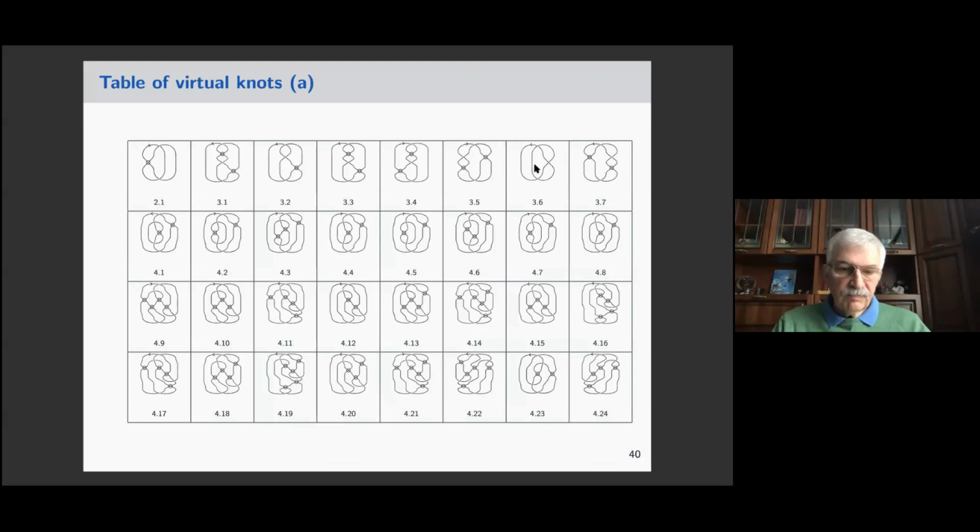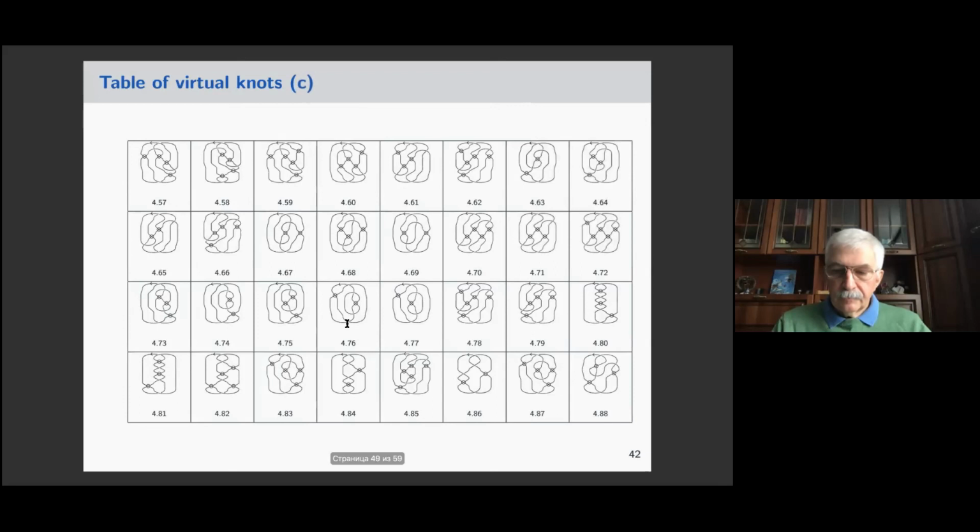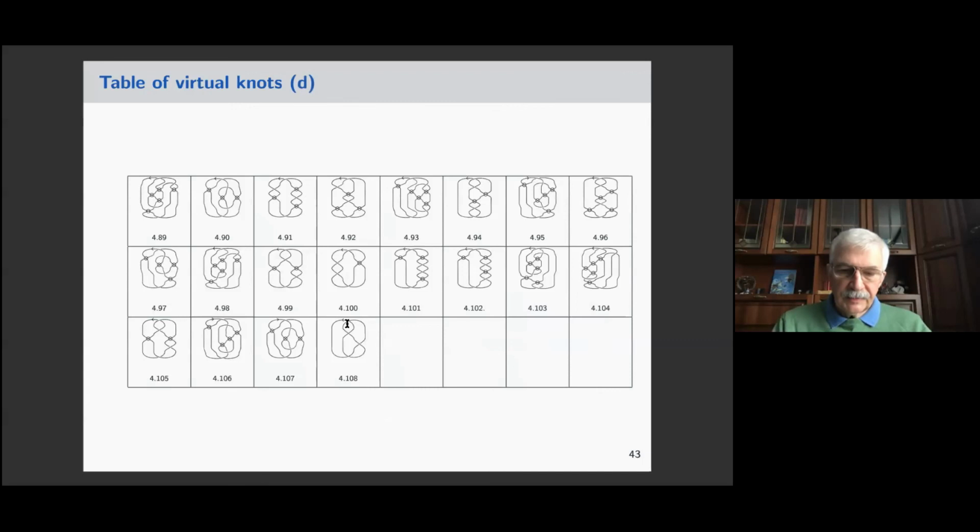All of them are presented here. Of course, there are many, but maybe you'll need to look at them later. I presented all of them here. And the last virtual knot is just the classical figure 8 knot.